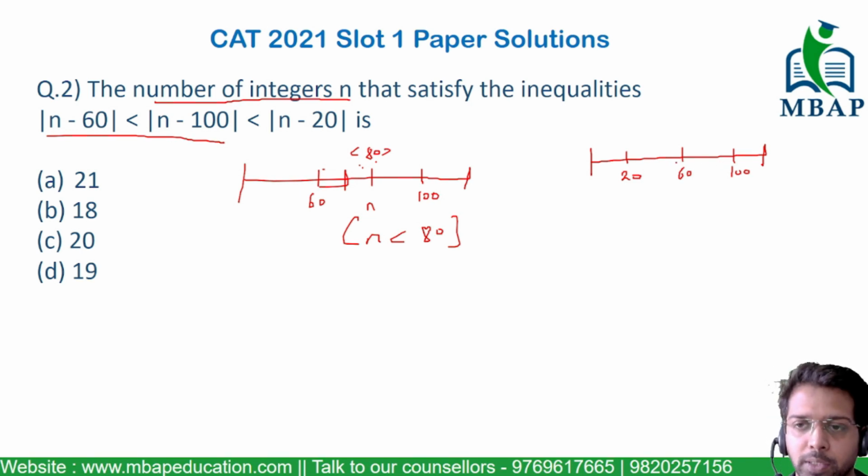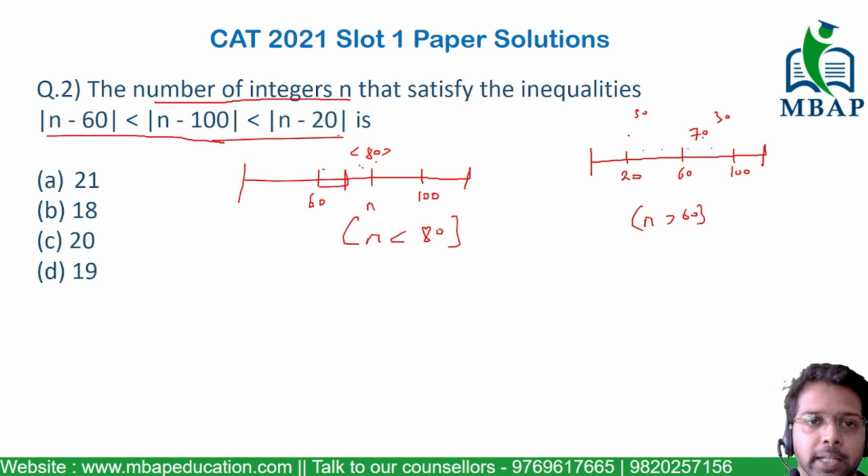So it's equidistant. All I need to check is, would the value of n be more than 60 or less than 60? If I put the value of n as 70, which is more than 60, then 70 to 100, the difference is 30, and 20 to 70, the difference is 50, which is actually satisfying the condition also. So I got the range of n in this case to be more than 60.